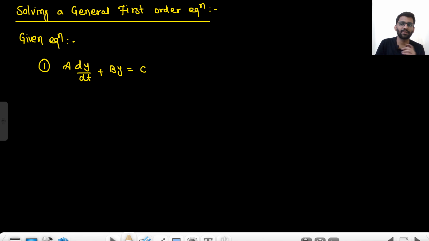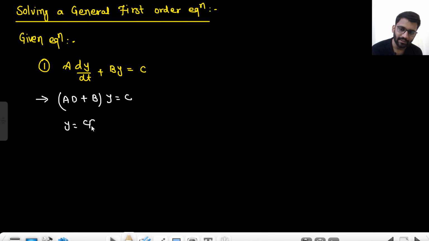We will solve this general first order equation. So this is the given equation to you. How will you solve it? a D y plus b y is equal to c. So your y will be CF plus PI, right? First I need to find CF. How will you find CF? For CF, a D plus b is equal to 0. So your D will be equal to minus b by a.